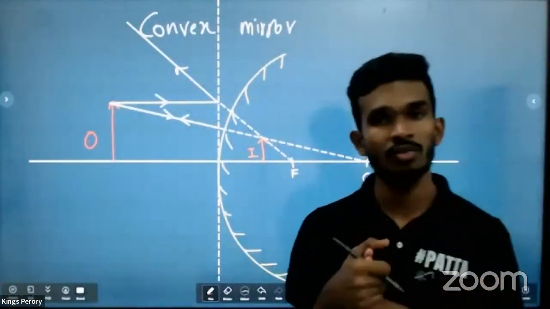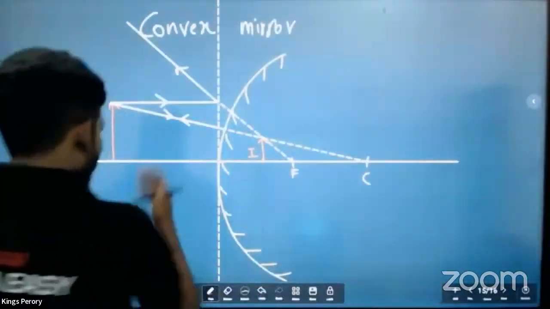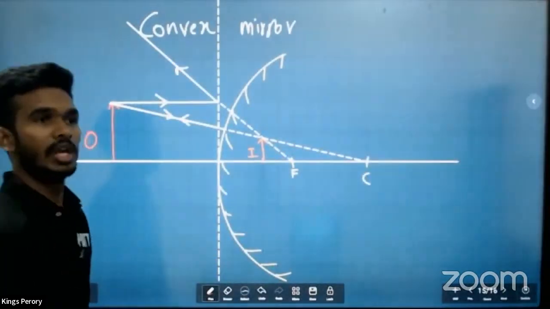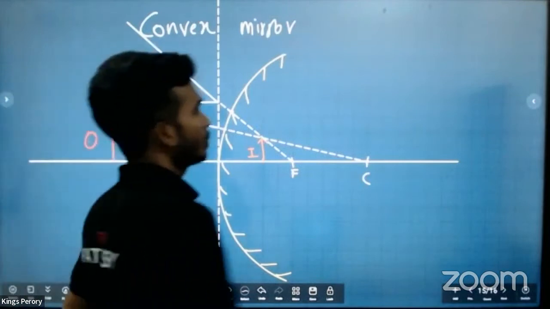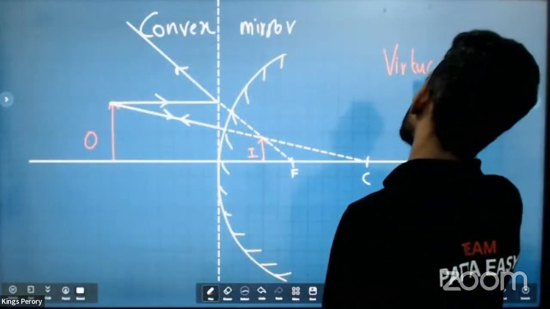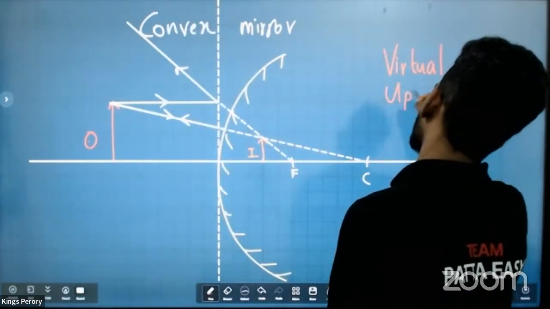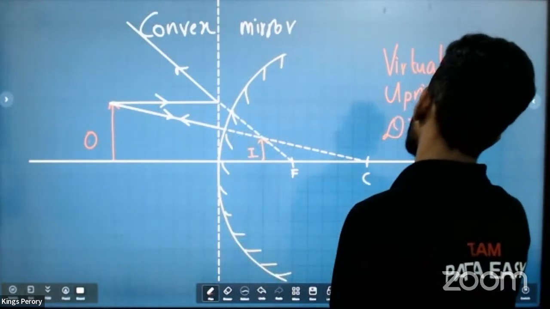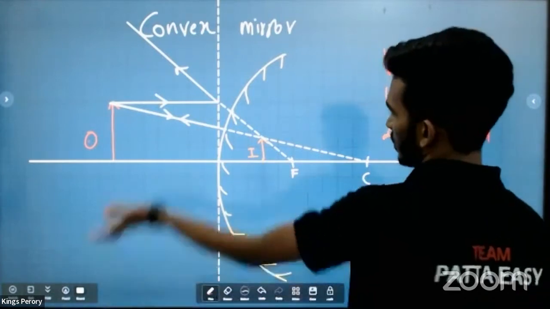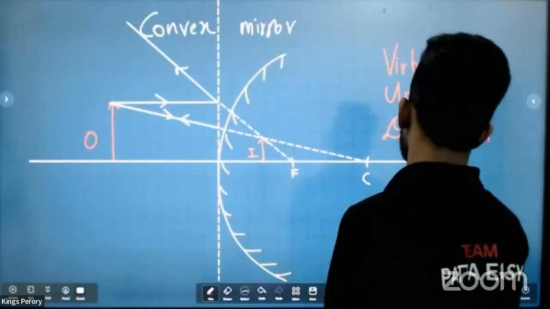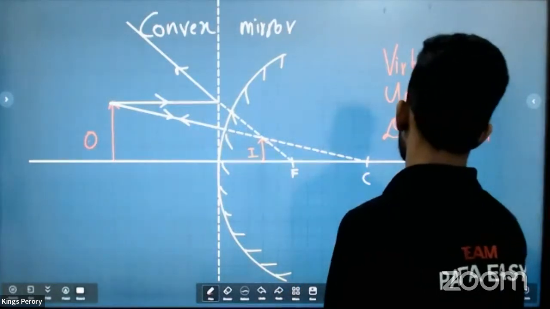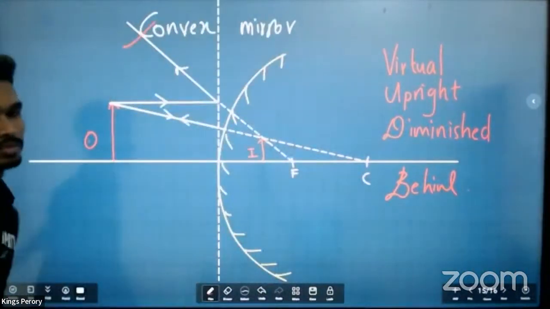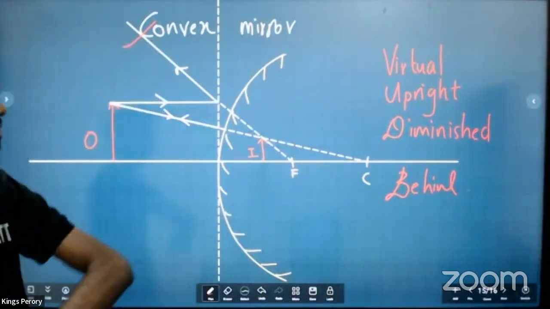That's it. Convex mirror over. What are the properties? Image is formed inside the mirror. Inside the mirror means, can you take a screen and keep it there? No. Can you take this image onto a screen? No. Then what type of image? Virtual image. Upright or inverted? Upright. Enlarged or diminished? Diminished, it has become smaller. Where is the image formed? Behind the mirror. That's it. Convex mirror over. Here you don't have different positions, only one single position, just in front of the mirror.